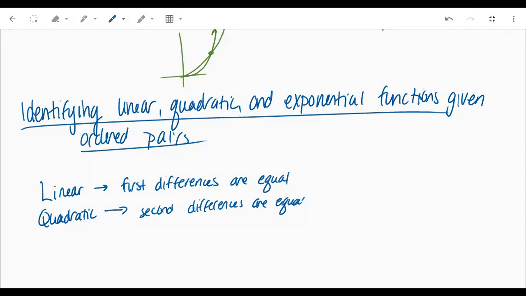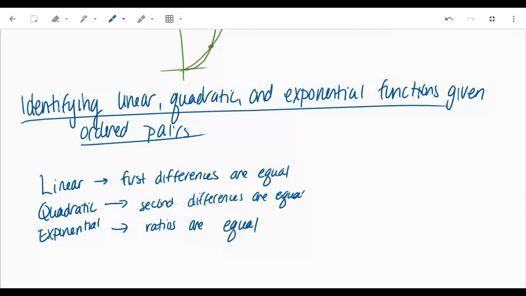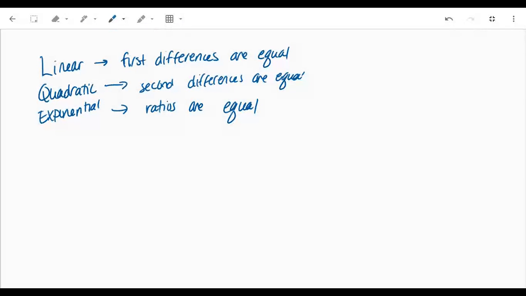And if it's exponential, the ratios are equal. Okay, so function one that they give you: x, y, 3, 4, 5, 6, 7. Just make sure those are going up just by 1.